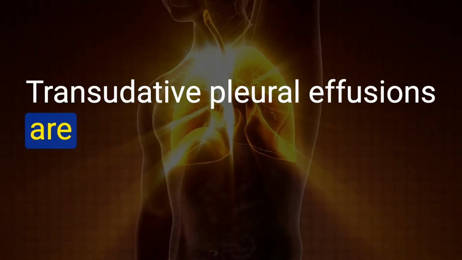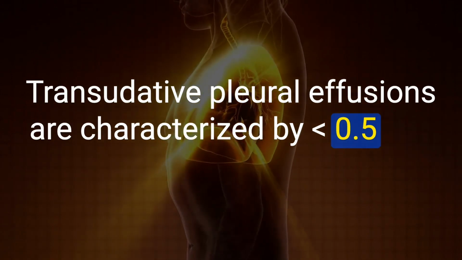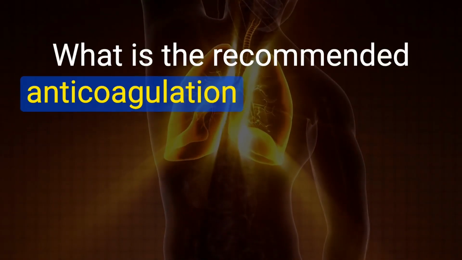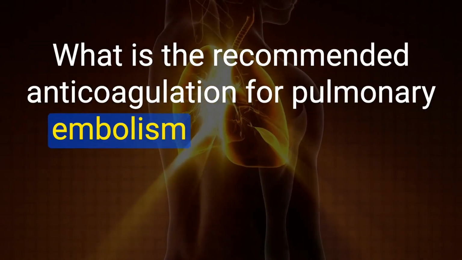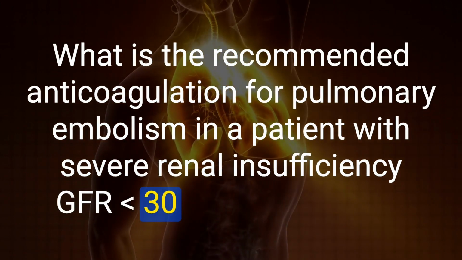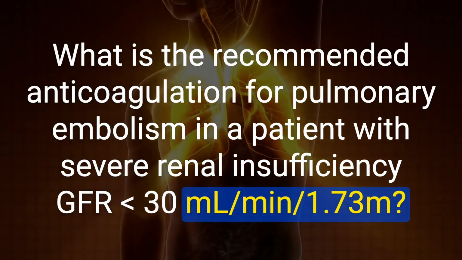Transudative pleural effusions are characterized by a pleural-to-serum protein ratio lesser than 0.5. 16. What is the recommended anticoagulation for pulmonary embolism in a patient with severe renal insufficiency, GFR lesser than 30 ml per minute per 1.73 square meters?